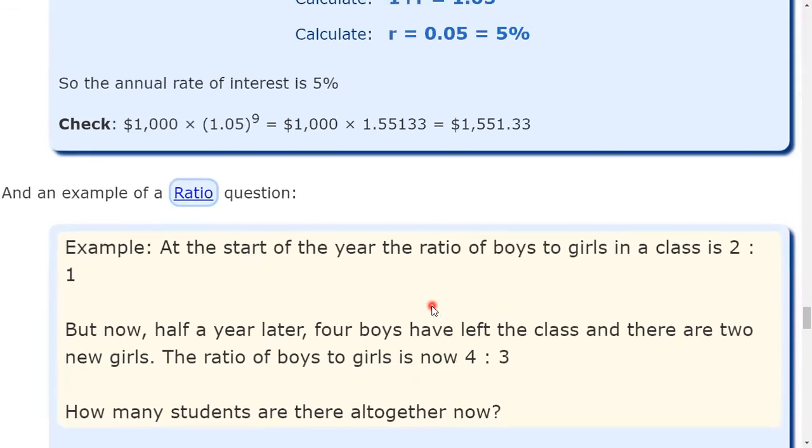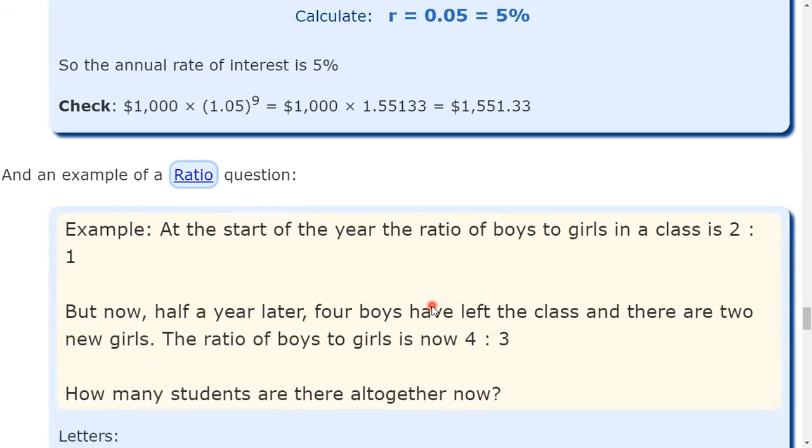At the start of the year, the ratio of boys to girls is 2 to 1. After 6 months, 4 boys have left the class and there are 2 new girls. The ratio of boys to girls is now 4 to 3. How many students are there altogether now? So this is the problem. At first, where do we start? It's a very big question mark, and sometimes we get nervous about how to solve it because time is lapsing.